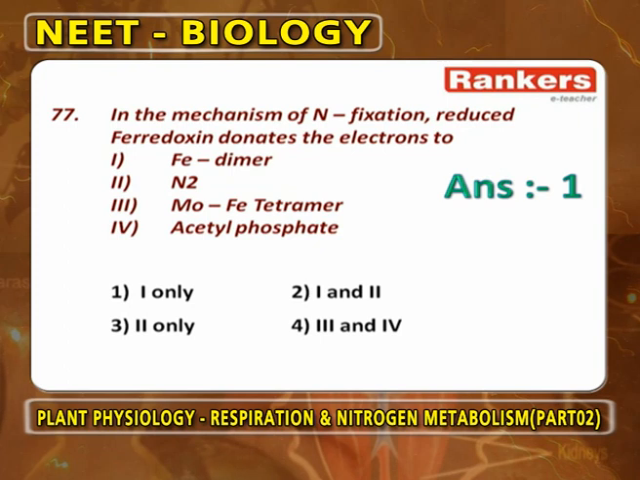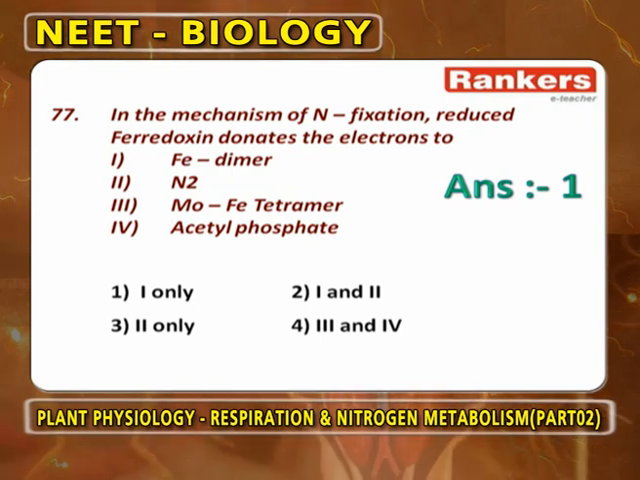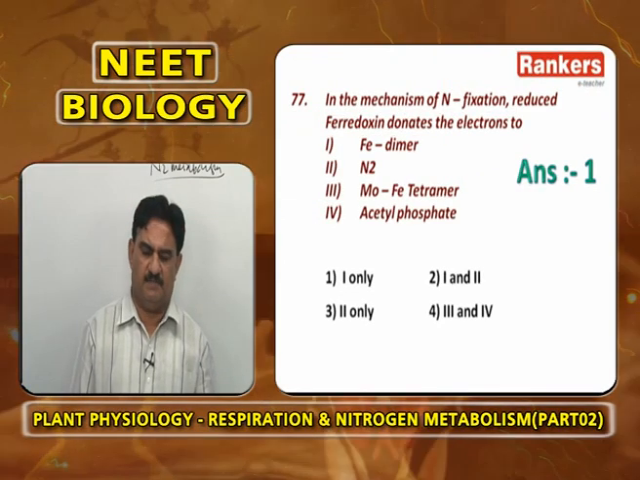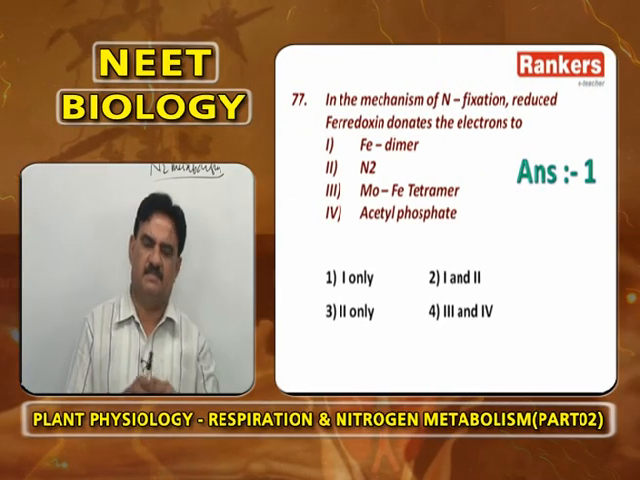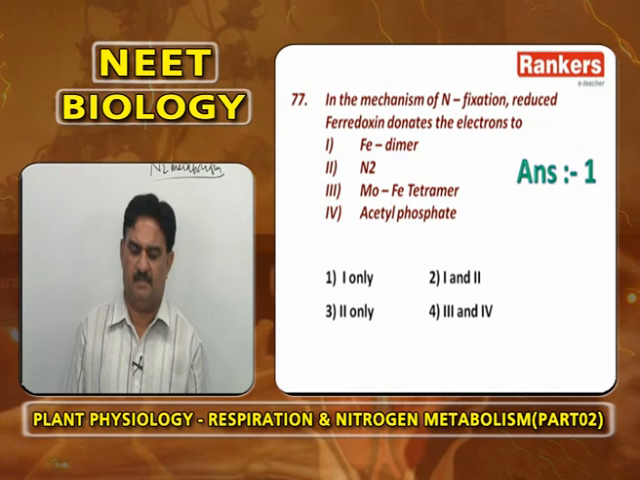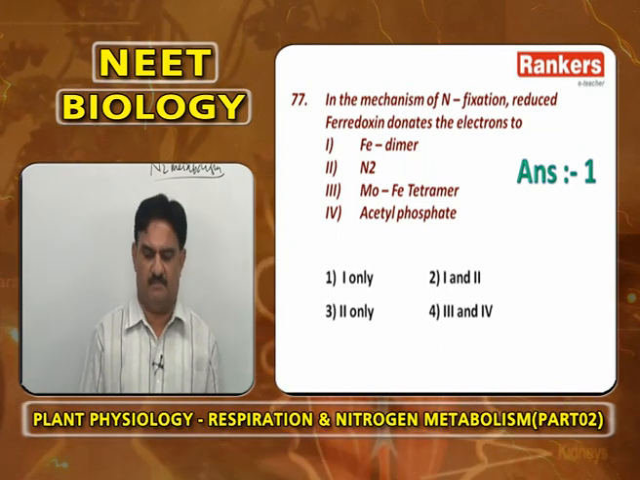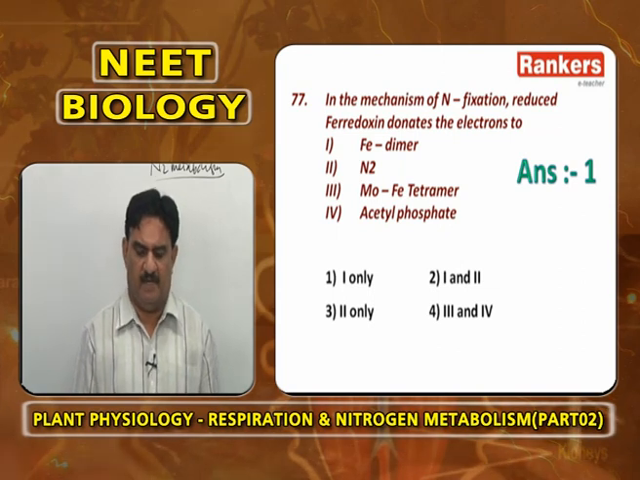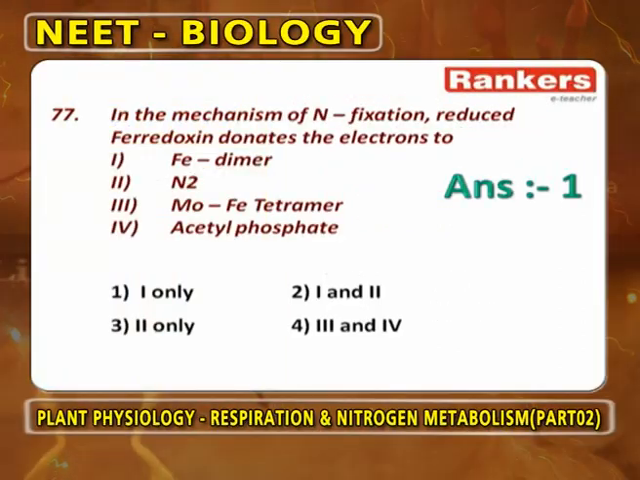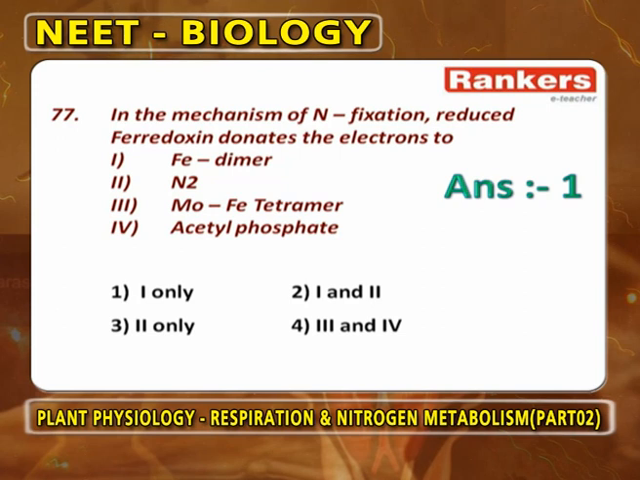In the mechanism of nitrogen fixation, reduced ferredoxin donates its electrons to... It is not donating electrons to nitrogen, not to the molybdenum iron tetramer, and not to acetyl phosphate. It gives electrons directly to an iron part, that is the dimer. So, the nitrogenase enzyme always has two parts, one a dimer part called the iron protein part, and a tetramer called the molybdenum iron protein part. So, in the mechanism of nitrogen fixation, reduced ferredoxin always donates the electrons to the iron dimer.